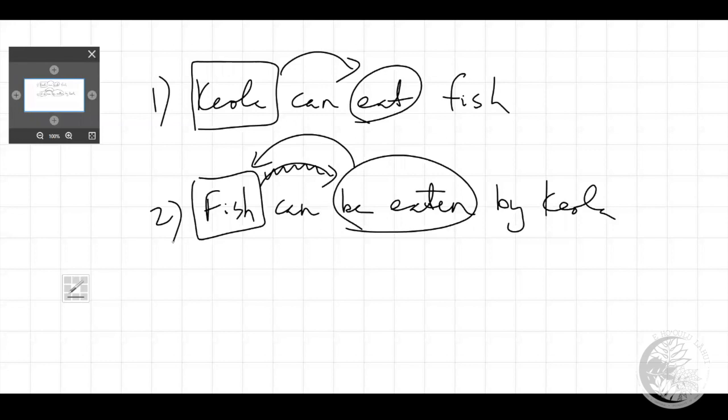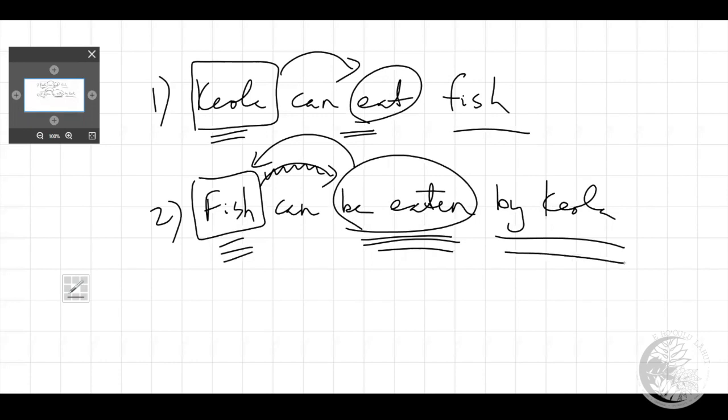So in the first one, to say Keola can eat fish, I would express it: Hiki iā Keola ke ai i ka iʻa. Yeah, it's possible for Keola. In the second one, however, the second formula, Hiki ke ai ʻia ka iʻa e Keola.